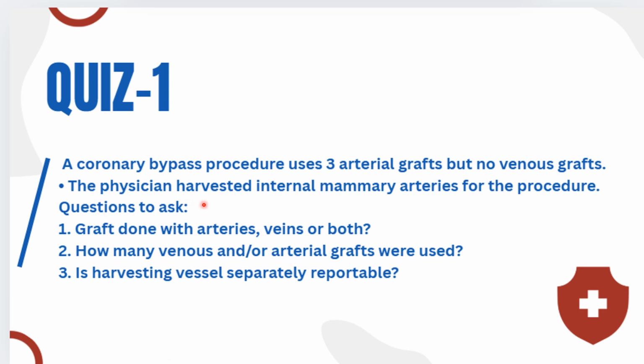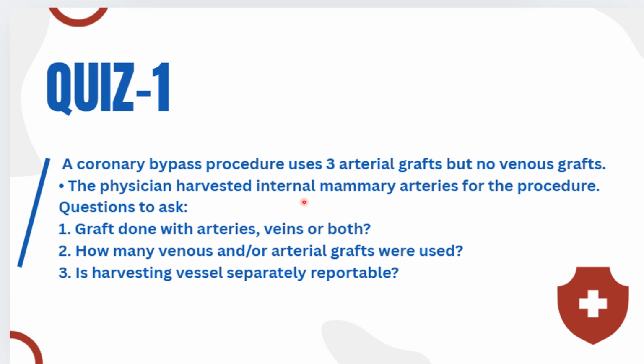A coronary bypass procedure uses 3 arterial grafts but no venous graft. The physician harvests the internal mammary artery for the procedure. Now, how to solve this kind of a question? First, is the graft done with arteries, veins or both? In our case, it is 3 arterial grafts, no venous graft. How many venous or arterial grafts? 3. Is harvesting the vessel separately reportable?